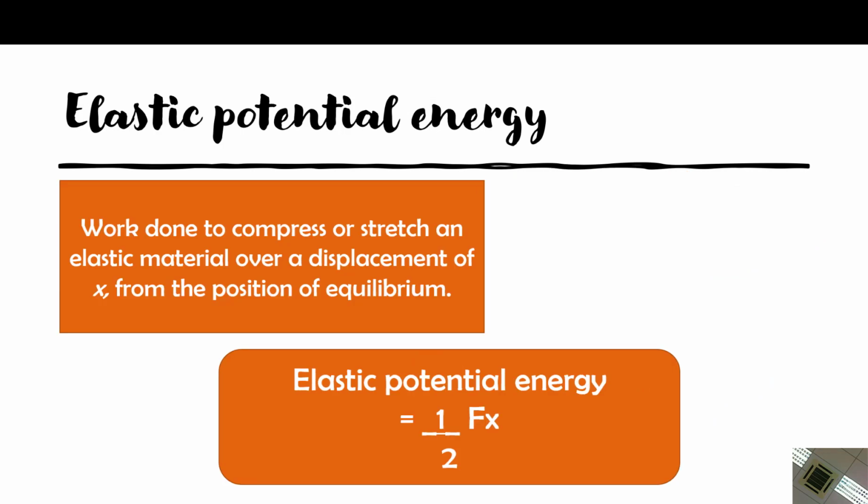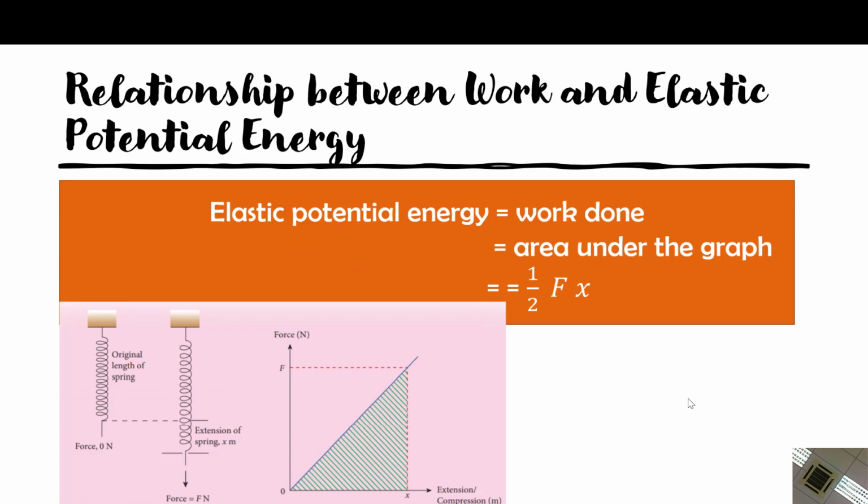Elastic potential energy is the work done to compress or stretch an elastic material over a displacement of x from the position of equilibrium. That is the definition of elastic potential energy, and this is the formula. Now we look at the relationship between work and elastic potential energy. Elastic potential energy equals work done. So the relationship is that elastic potential energy is the same as work done.